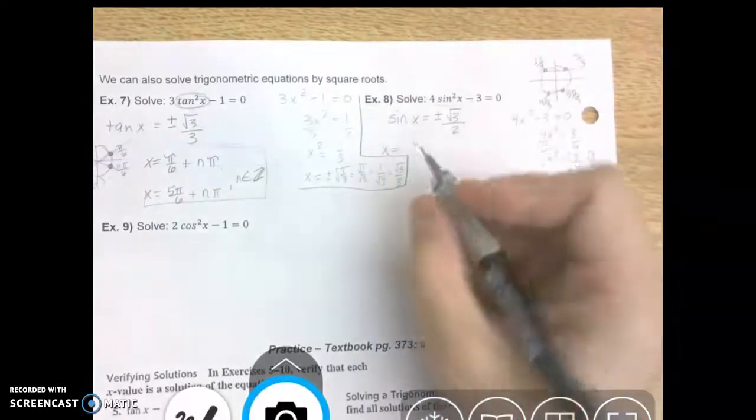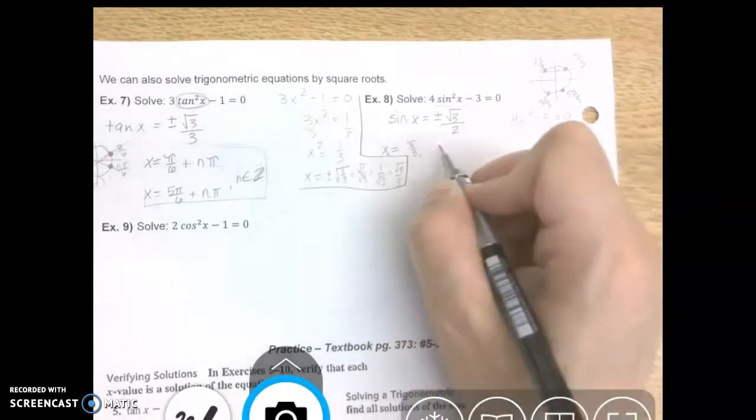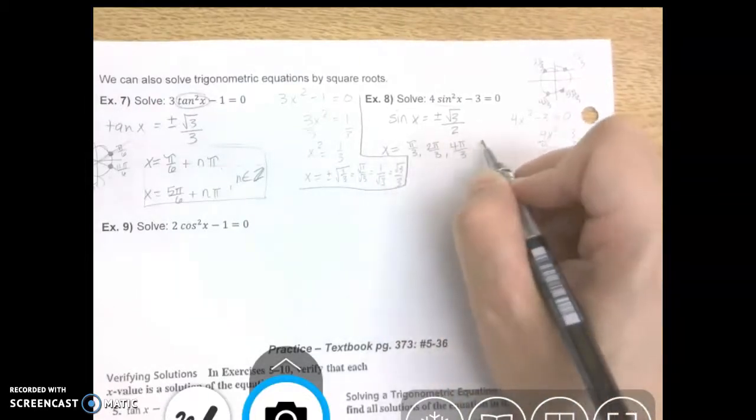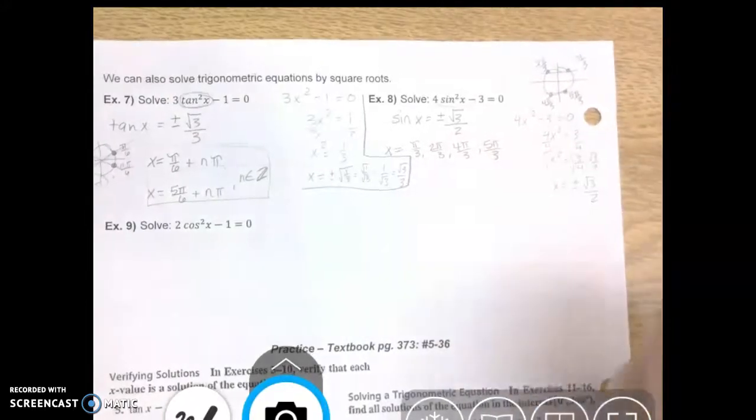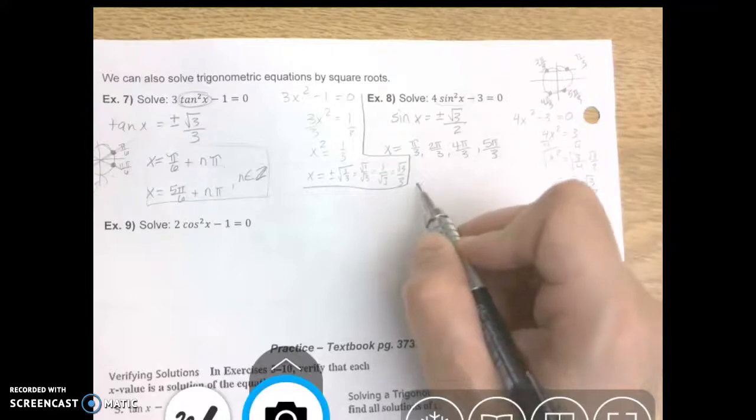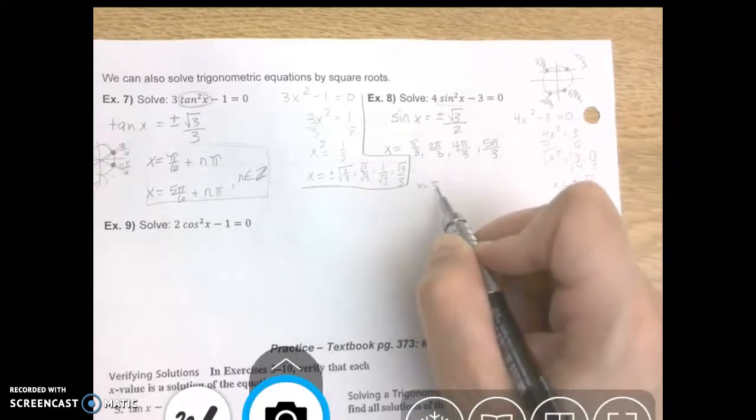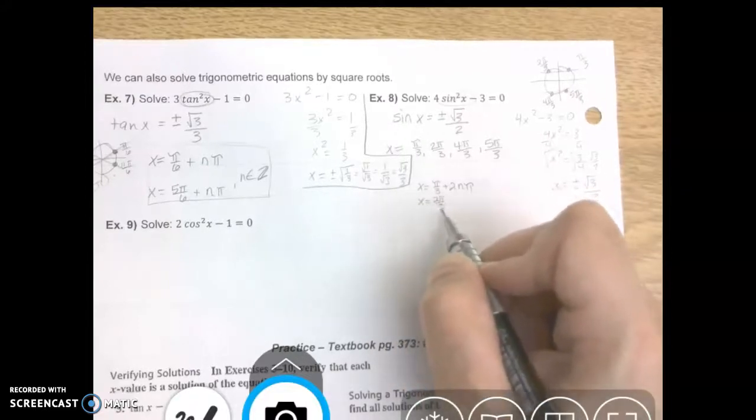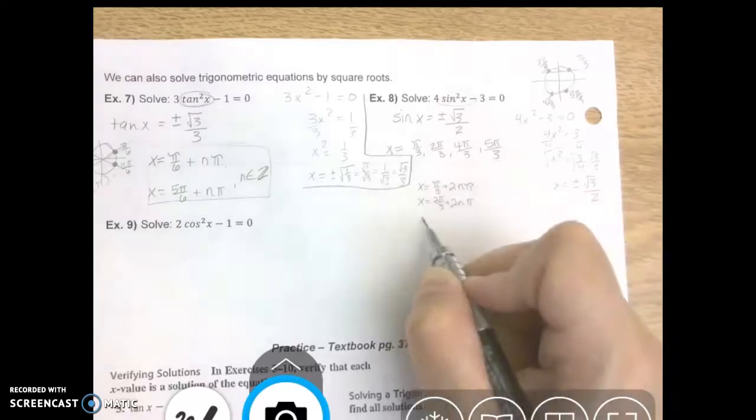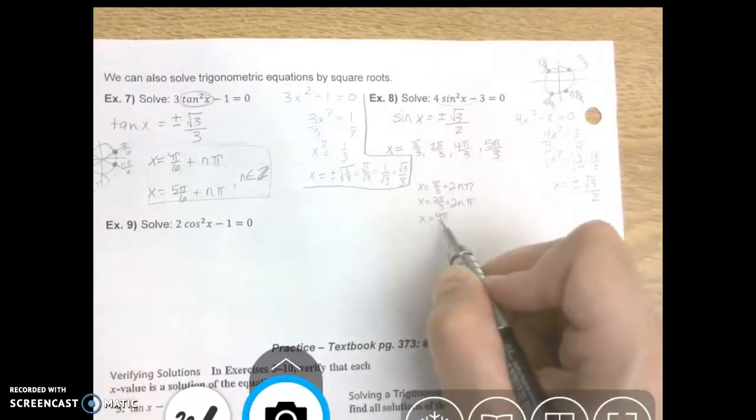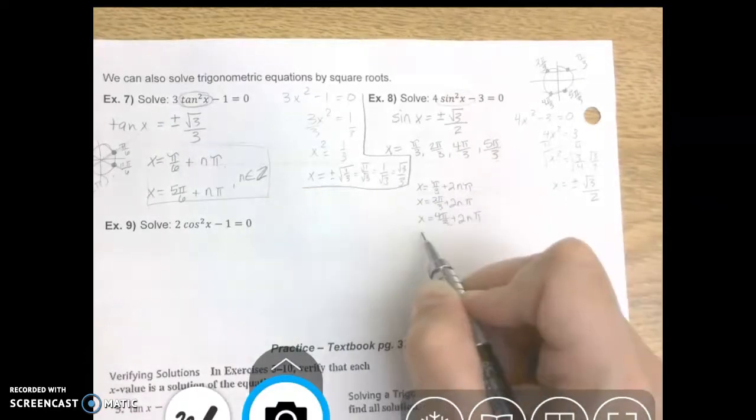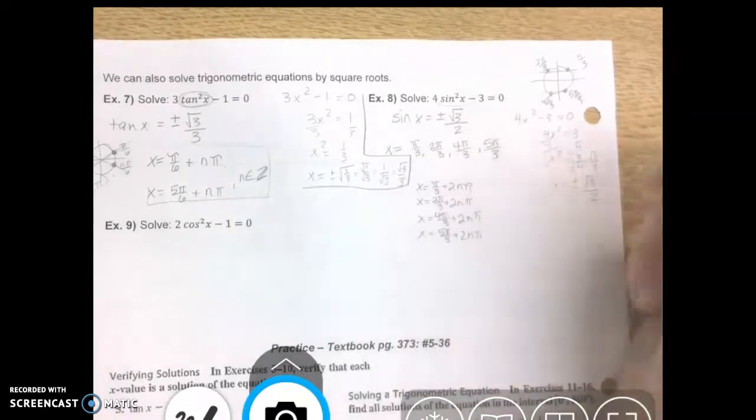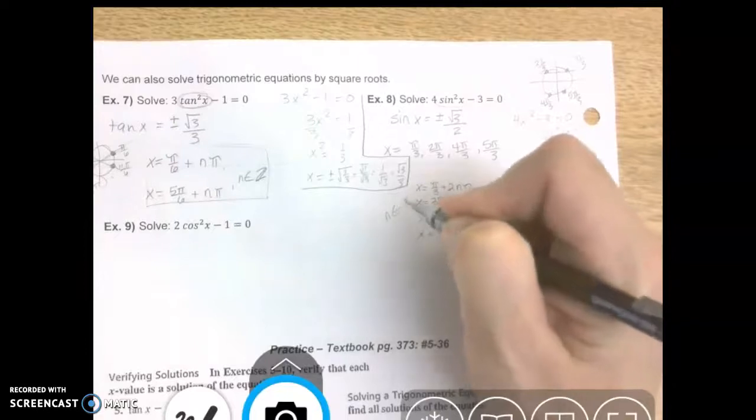So if I had to list out all of the solutions, it would be that x equals pi over 3, 2 pi over 3, 4 pi over 3, and 5 pi over 3. If I write them as all solutions, I can either do x equals pi over 3 plus 2n pi, x equals 2 pi over 3 plus 2n pi, x equals 4 pi over 3 plus 2n pi, okay, where n is an element of the integers.